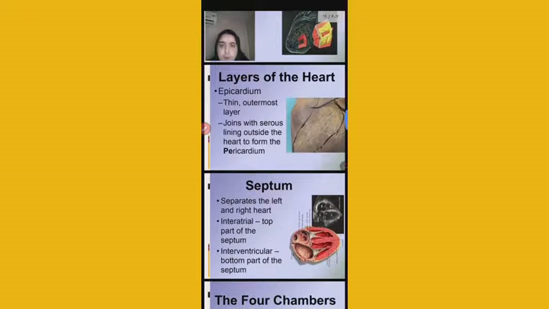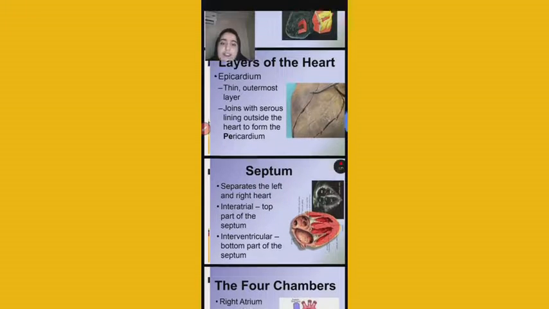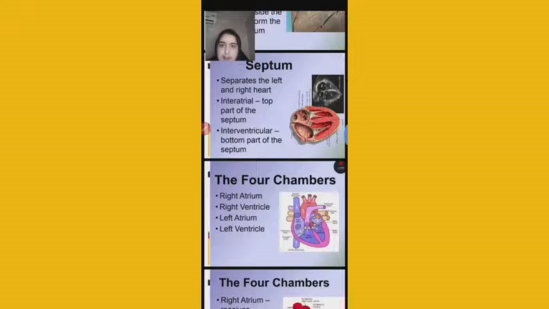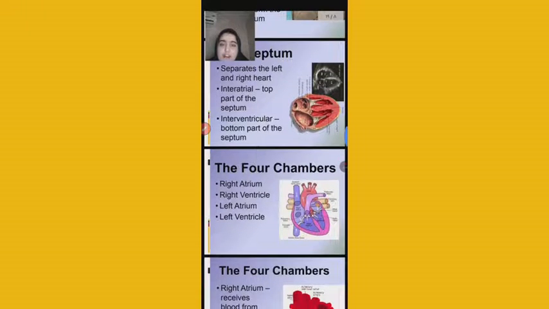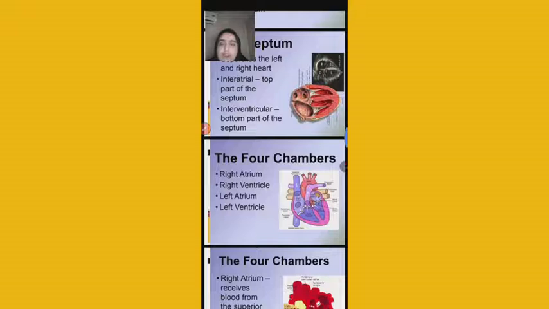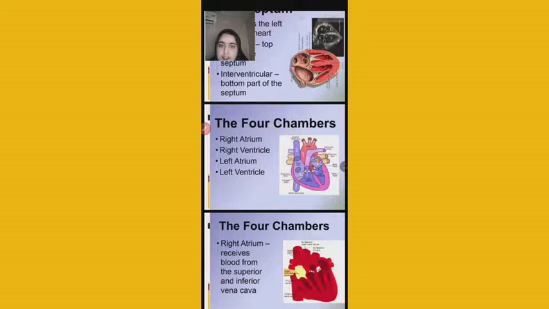So the septum, what is the septum? It separates the left and right heart into the interatrial top part of the septum and the interventricular bottom part of the septum. And the four chambers in the heart: right atrium, right ventricle, left atrium, and the left ventricle.